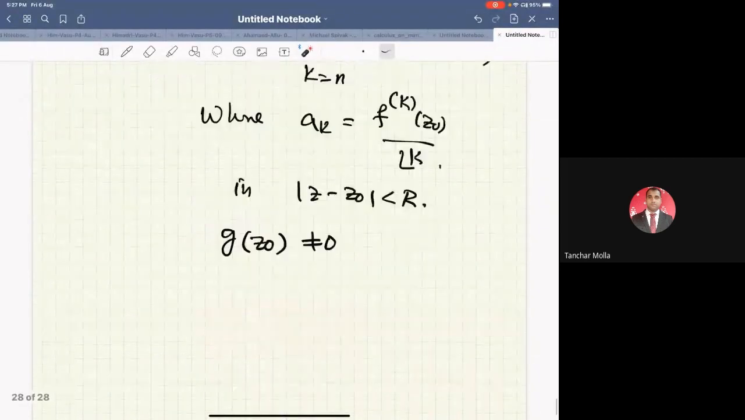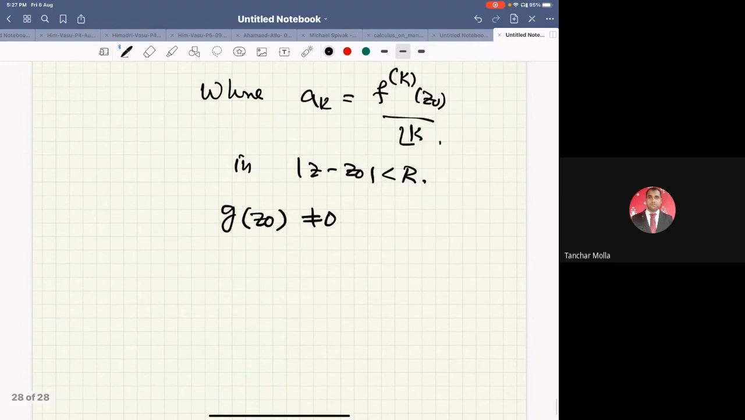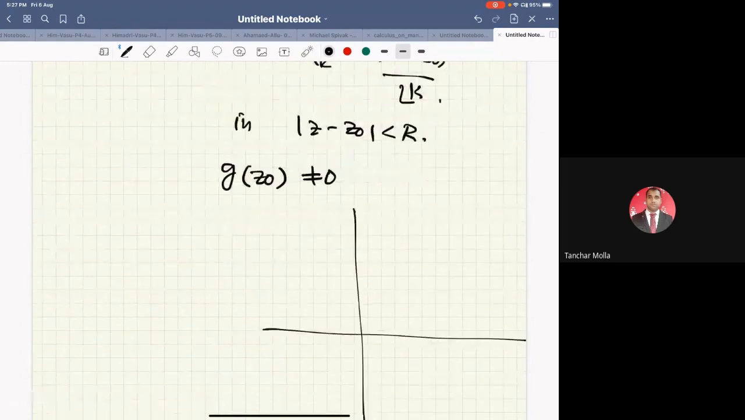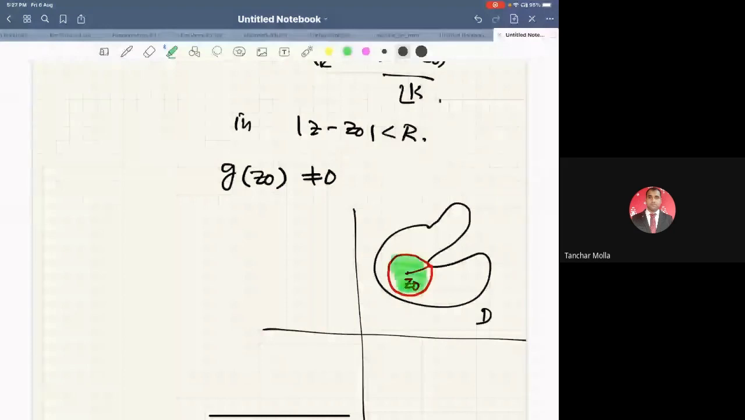Now, let me draw the picture. For example, this is your D, and say this is your z naught. We can always find a neighborhood in this one where we are writing the power series expansion. Now here my g is an analytic function. Am I right? In this neighborhood, my g is an analytic function.